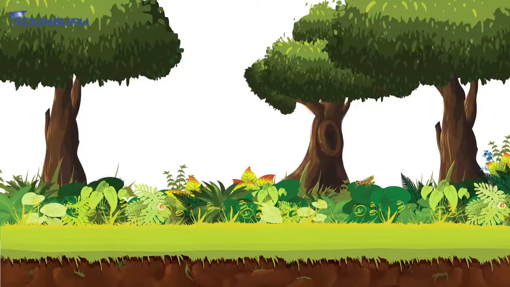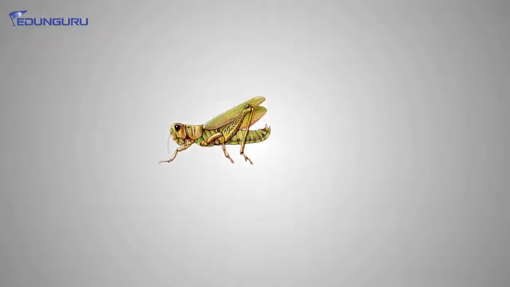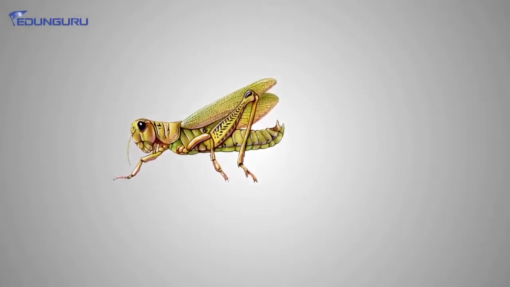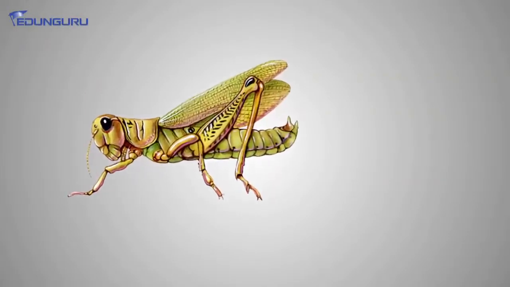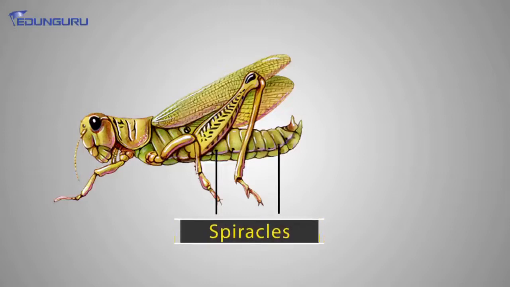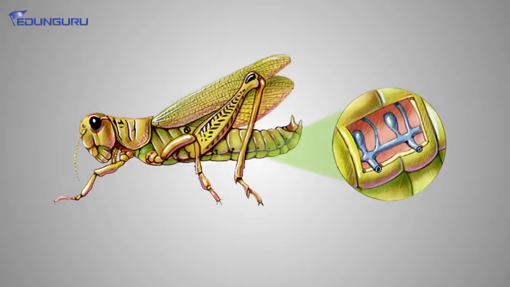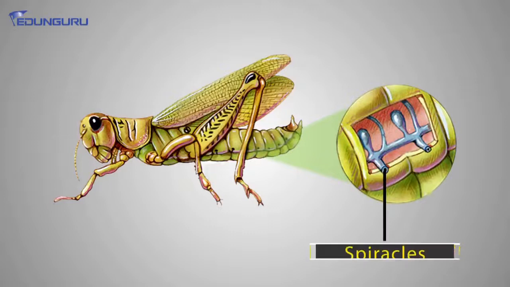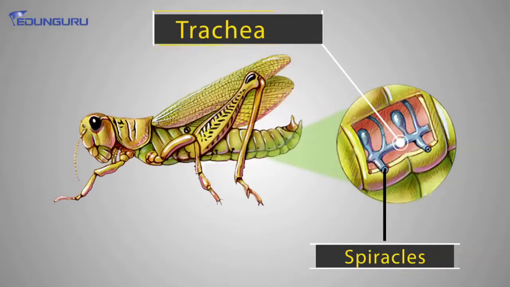Taking a look at this picture, you can see that we have a grasshopper over here. And if you can recollect from your chapter on respiration, we got to know that on the body of this animal, we have tiny pores everywhere. We call those pores spiracles. I'm just highlighting them over here. These spiracles are internally connected to a network of tubes. So the main trachea gets divided further and further. Now these tubes act as the medium through which gaseous exchange takes place.